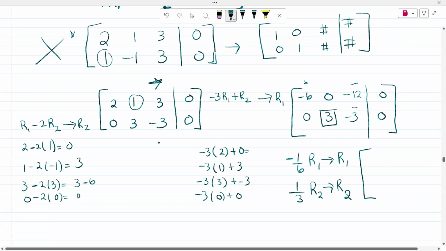Okay, so just FOIL out this negative 6. So negative 1, 6 times 6 is positive 1, 0. And then negative 12 times negative 1, 6 is 2, 0, right? And then FOIL out this 1/3. 0 times 1/3 is 0. 3 times 1/3 is 1. Negative 3 times 1/3 is negative 1. And then 0.